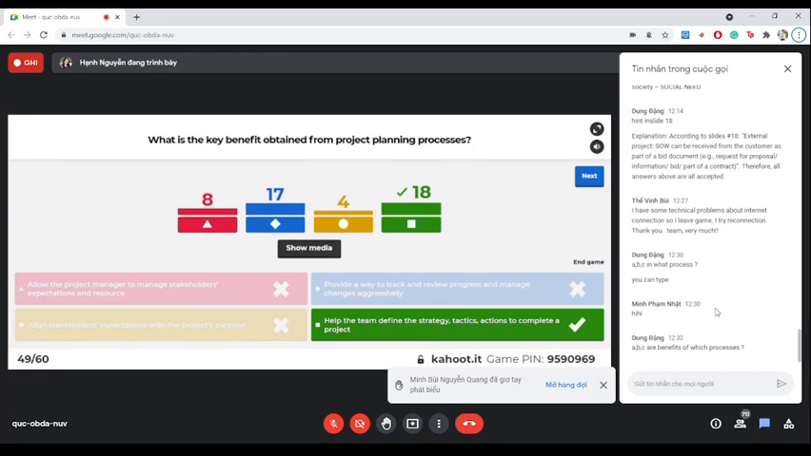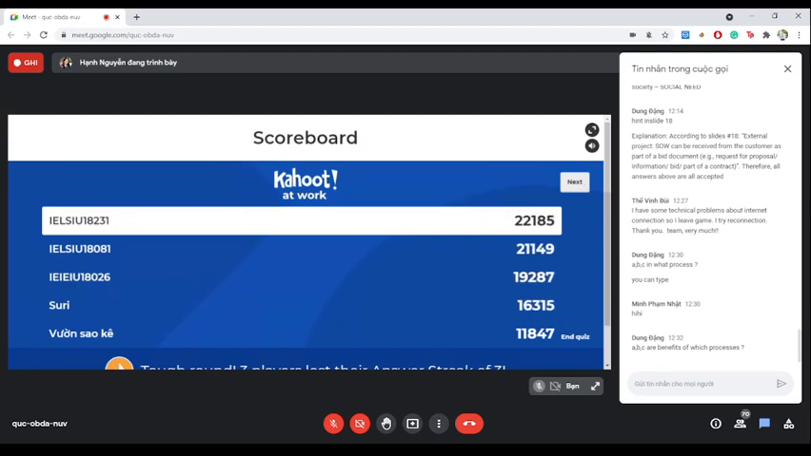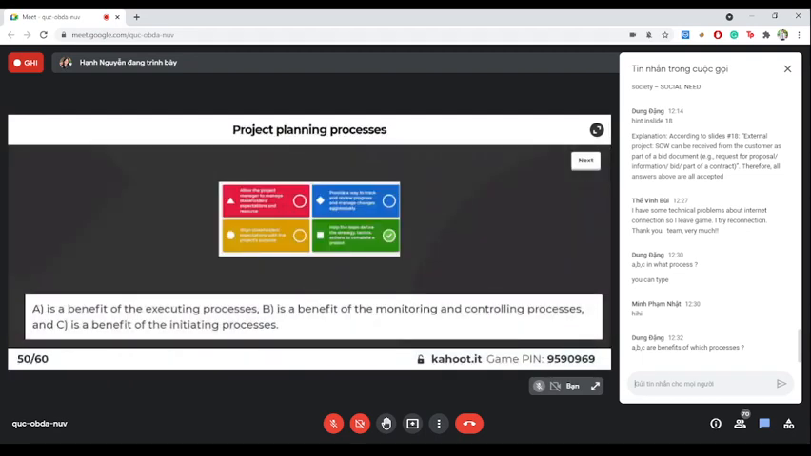Okay, so for the answer A, you can see the stakeholder expectations and results. So it's kind of related to the executing process. And yes, for B, we can see the way to track and review the progress. So it's connected with the monitoring and controlling. And last one, C. So you can see to align the expectations with the purpose. So it's kind of initiating process, I guess. Perfect. Yes, perfect answer. Thank you very much, Quang Minh. Quang Minh has provided the full answer, the full explanation for this question. Right. I'd like to move to the next one.